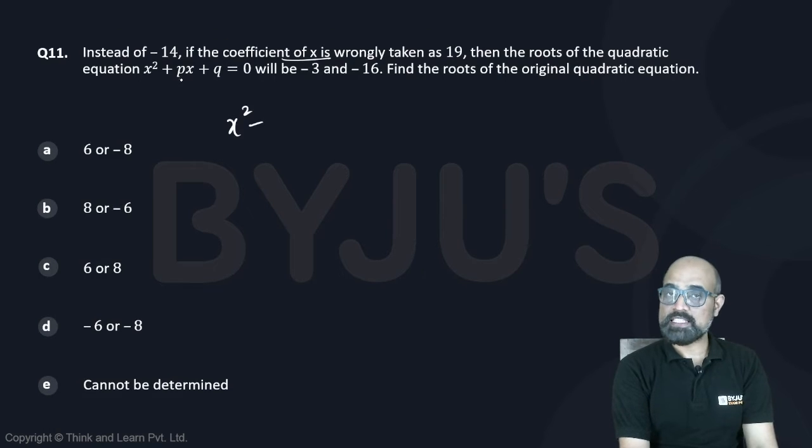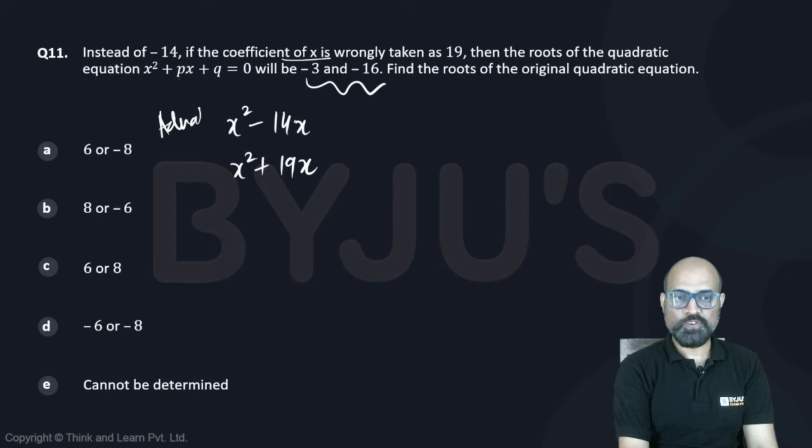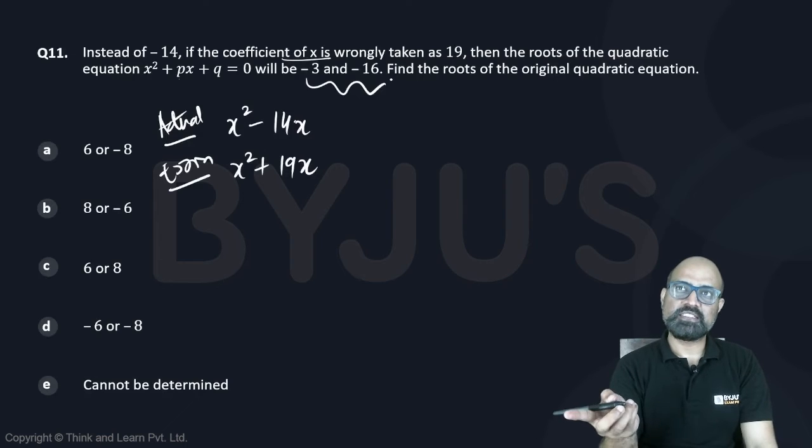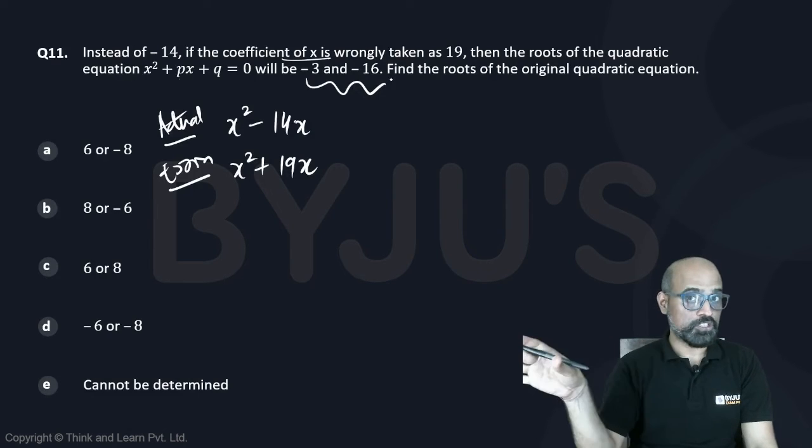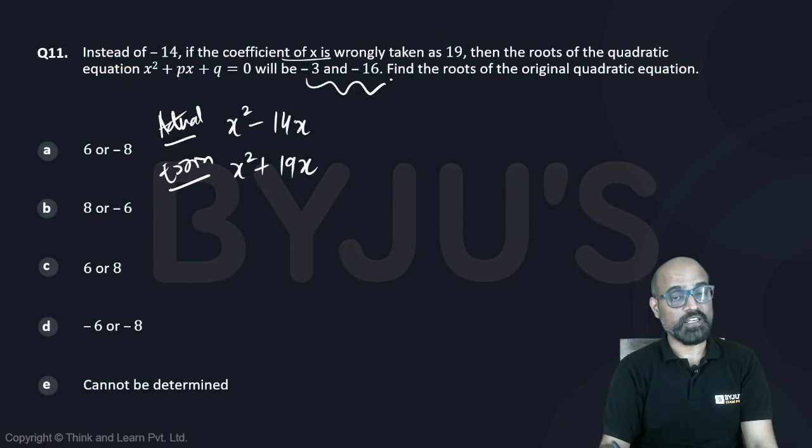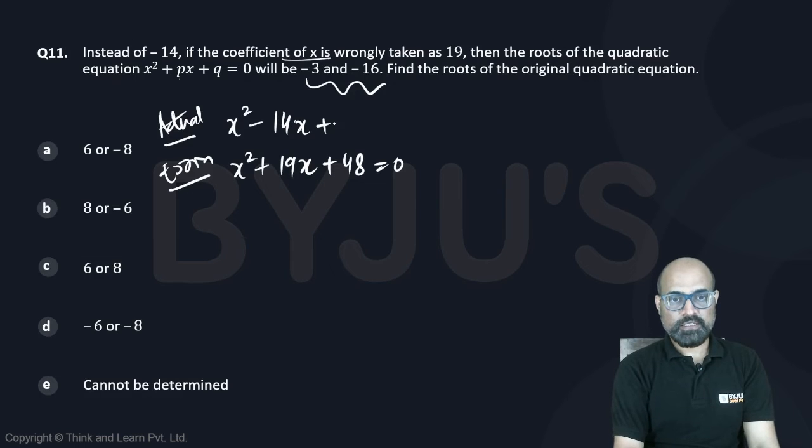Coefficient of x, as in the value of p. So instead of minus 14, if we take 19, then the roots turn out to be minus 3 and minus 16. So this one is the actual one and this is the error one, right? So in the case of the error one, the roots are minus 3 and minus 16. That means the product of the roots, which is denoted by the constant term c, will turn out to be 48. That means in reality also it should be 48.